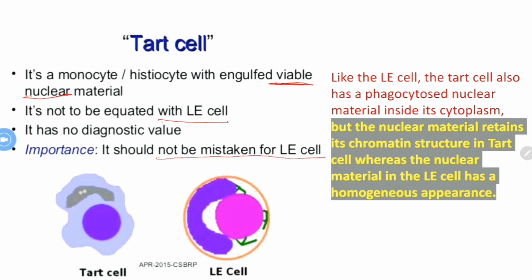Like the LE cell, the tart cell also has phagocytosed nuclear material inside its cytoplasm, but the nuclear material retains its chromatin structure, so it is viable nuclear material. In the tart cell, the nuclear material retains its structure, whereas the nuclear material in the LE cell has a homogeneous appearance, or degenerated nuclear material. Here is the figure showing the tart cell and the LE cell. Here is the viable material and this is the homogeneous denatured material.